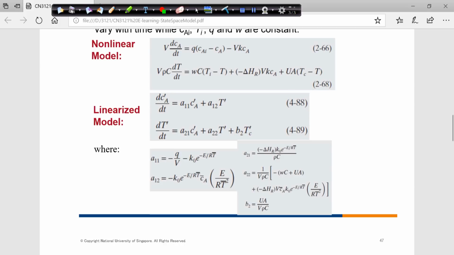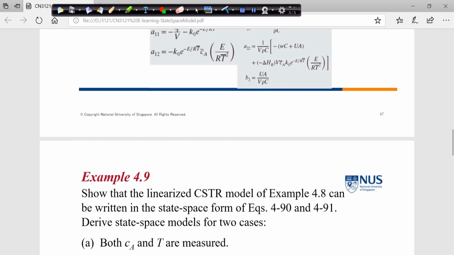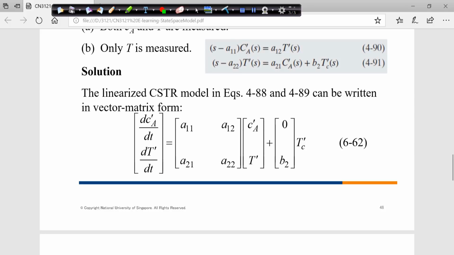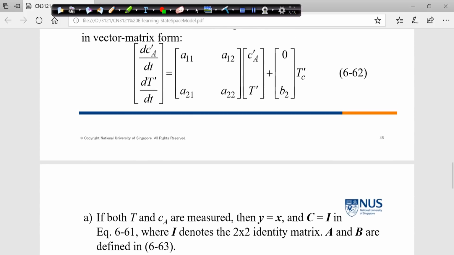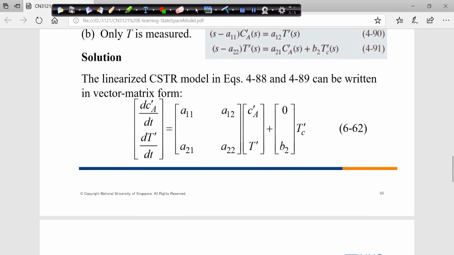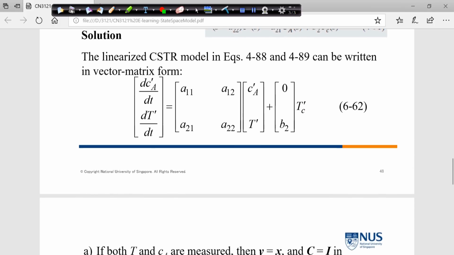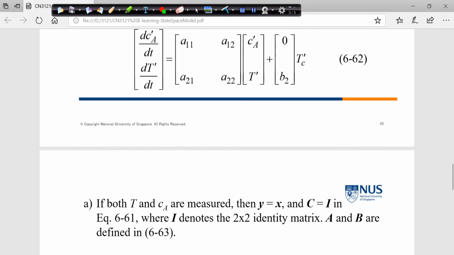Well, for dT prime over dt, again, this is written in the matrix form because the CA prime and the T prime are the same as the variable here, so it can be written in the matrix form. And there's this additional term with respect to TC prime with the coefficient of B2. Okay, so this is a general state space model.